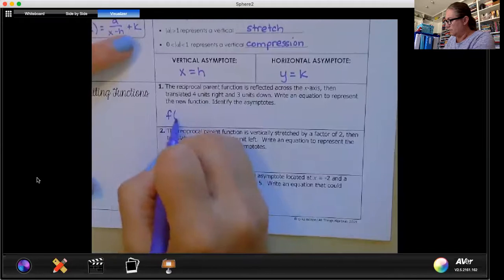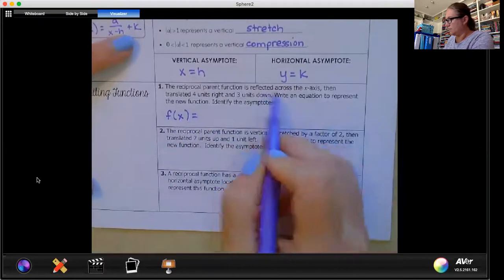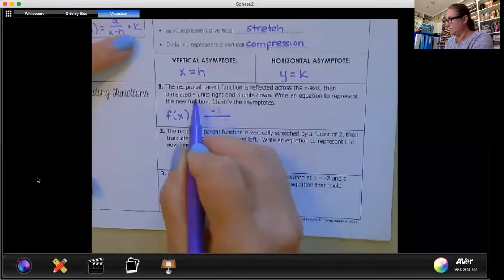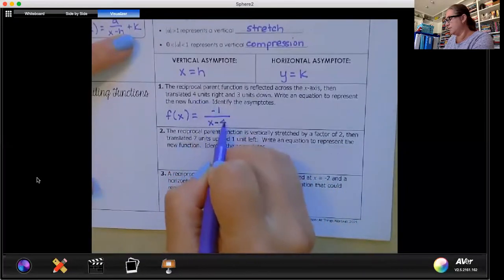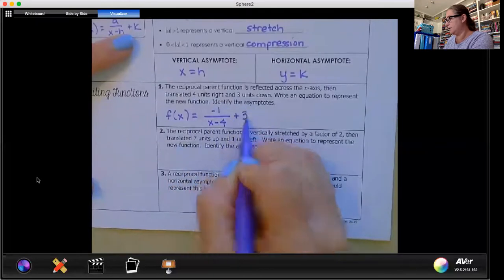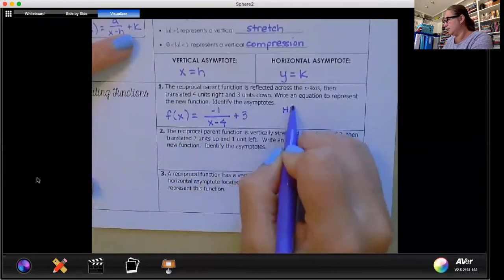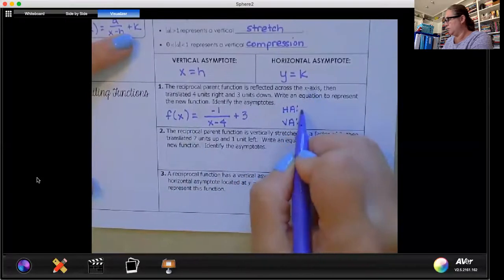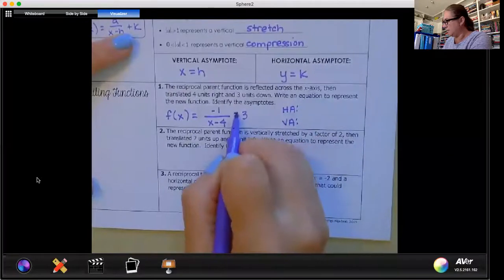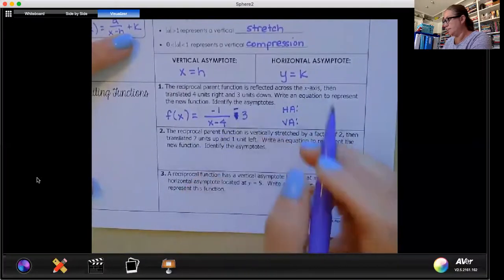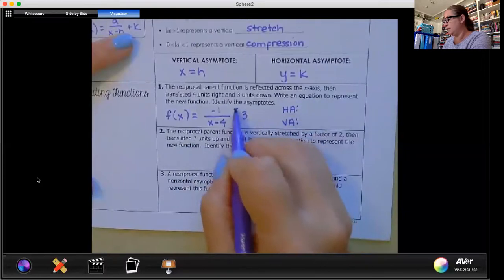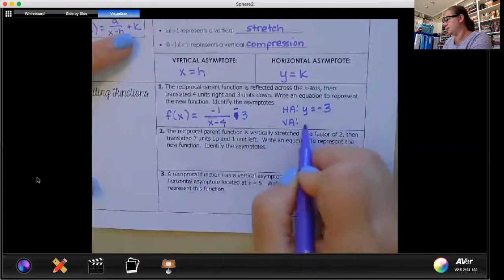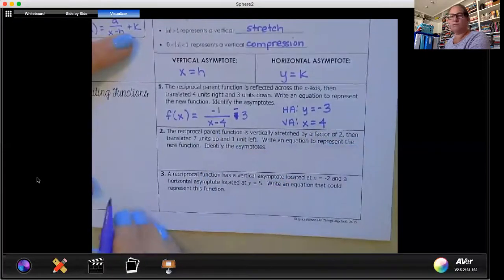So our function notation: reflected across the x-axis, negative 1 over. Translated 4 right, that means x minus 4, 3 up. I'm sorry, that's down, so it should be negative 3. So your horizontal asymptote is going to be based on what's here, so that would be y equals -3, and the vertical asymptote is what makes the denominator 0, which is x equals 4.